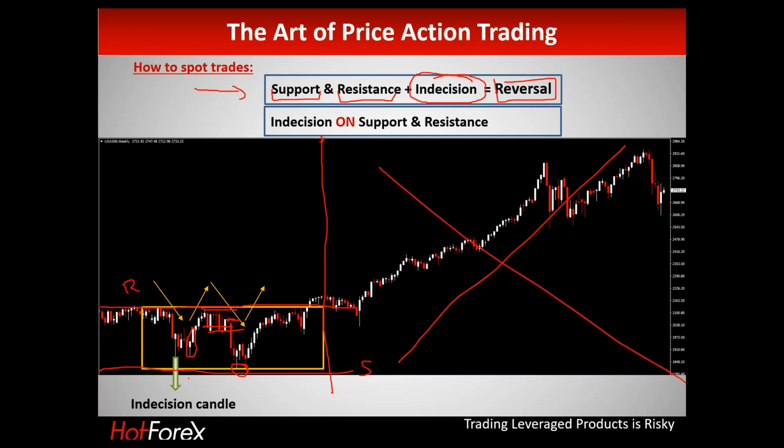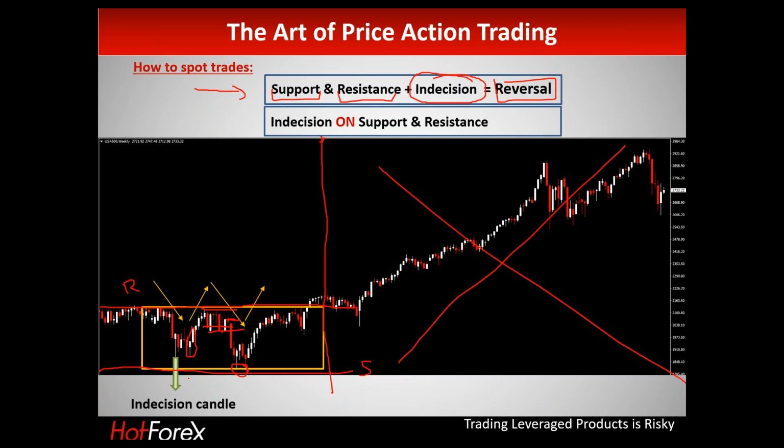Doji candles are always suggesting indecision. And not only the doji candles, but also the candles for which the open price is very close to the close price, so the small body candles. There is indecision if you have very small body candles or if you have doji candles.